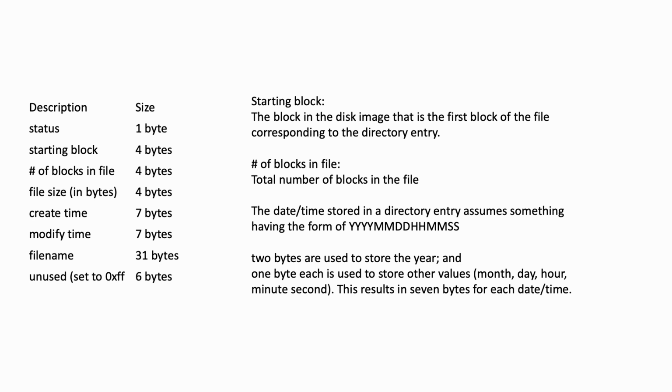Okay, and for the date and time stored in a directory entry, assume something like this. The first 4 bits are for the year, the next 2 bits are for the month, followed by date, hours, minutes, and seconds. So 2 bytes are used to store the year, and 1 byte each is used to store the other values. And this results in 7 bytes for each date and time.